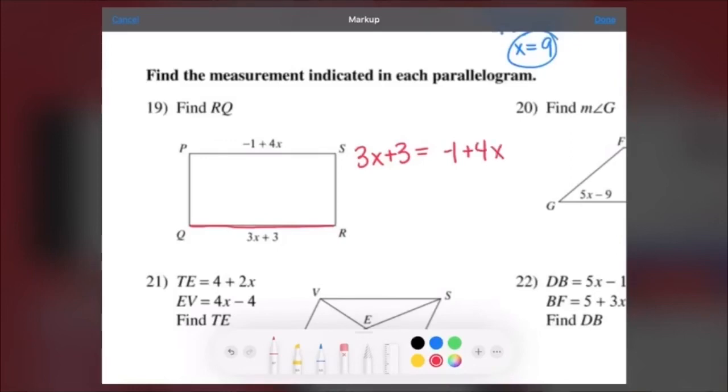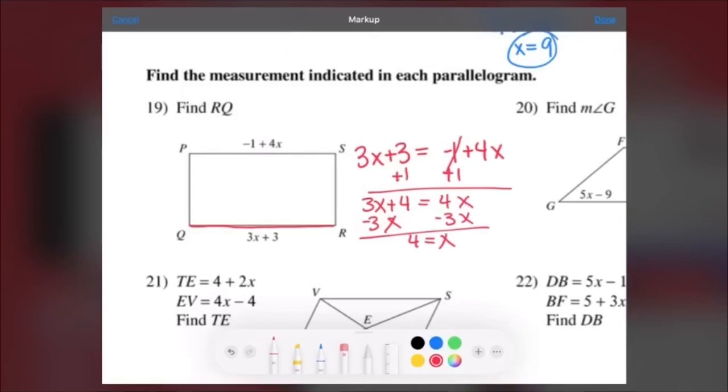And we combine like terms. So what we have to do is add 1 to both sides. And we get 3x plus 4 is equal to 4x. Subtract 3x from both sides. And we get 4 is equal to x.